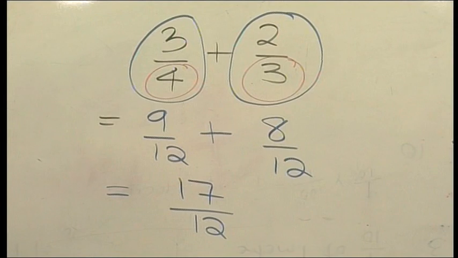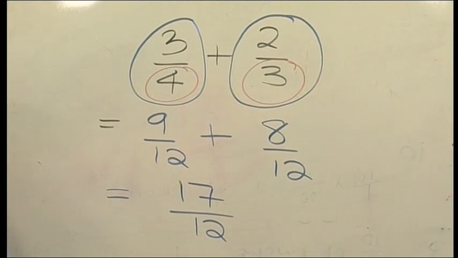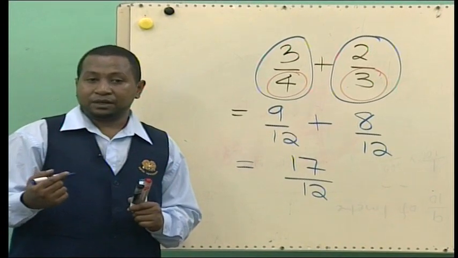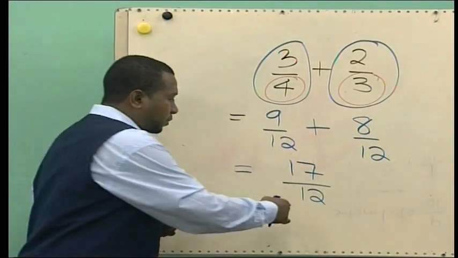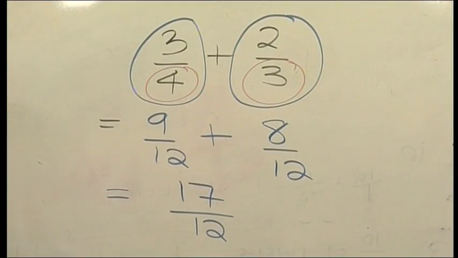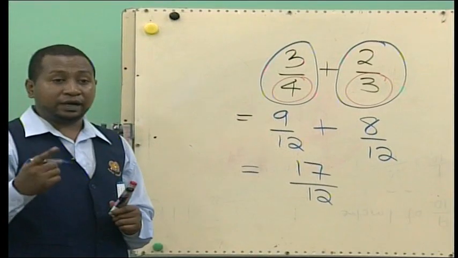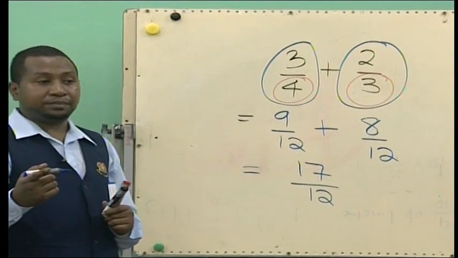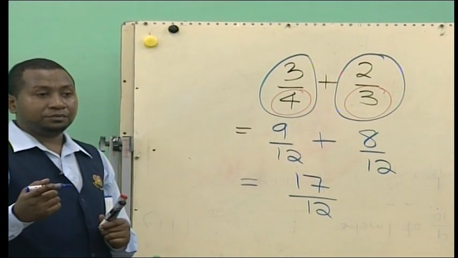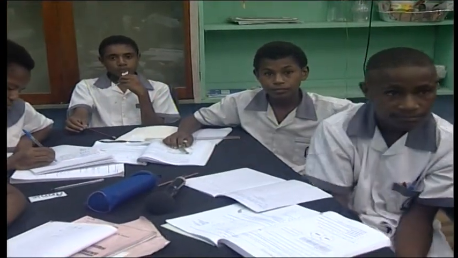Is 17 over 12 our answer now? No. What's wrong with this answer? What do we call this fraction? Kalen, what do we call this fraction? Improper fraction. Very good. We have our answer as an improper fraction.